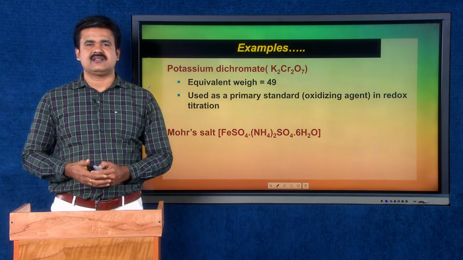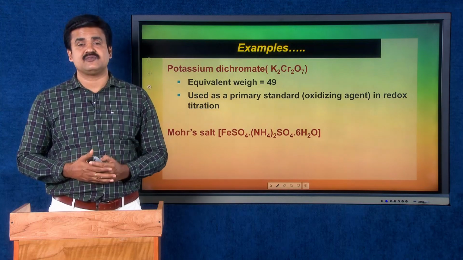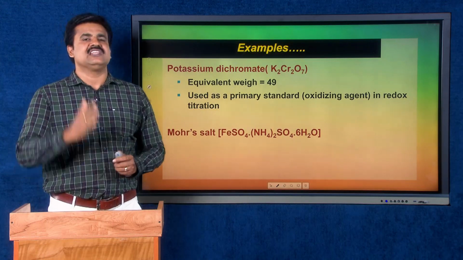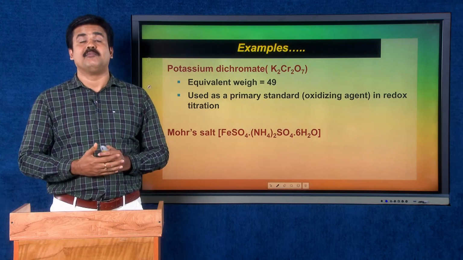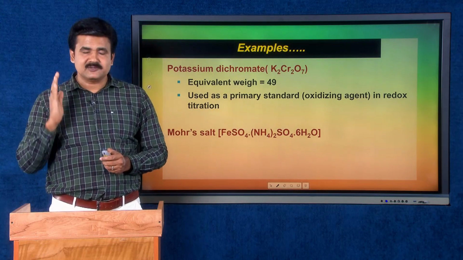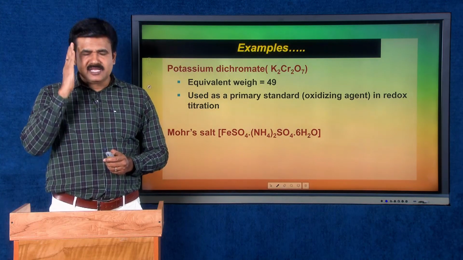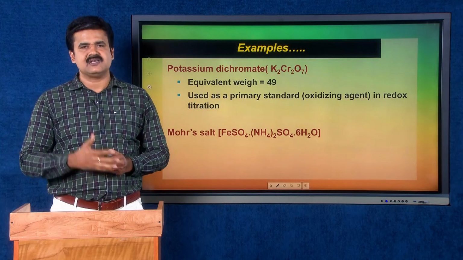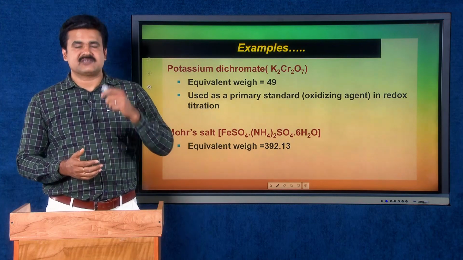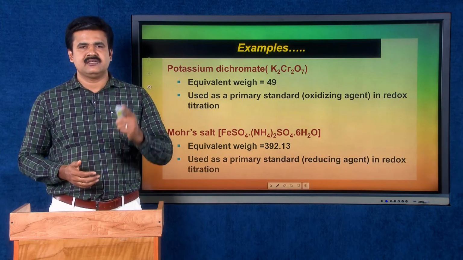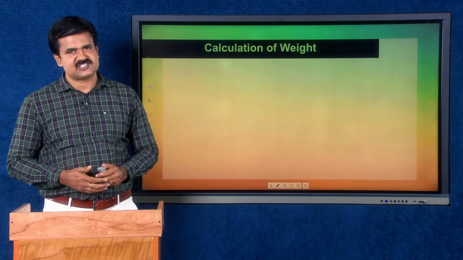Now, Mohr's salt. Its molecular formula is ferrous sulfate, that is FeSO4, ammonium sulfate (NH4)2SO4 with 6 water molecules of hydration. So, the molecule FeSO4.(NH4)2SO4.6H2O is called Mohr's salt. Mohr's salt is a good reducing agent. Mohr's salt is available in pure form. It can be used to prepare a standard solution of Mohr's salt. So, Mohr's salt is definitely a primary standard. The equivalent weight of Mohr's salt is 392.13, and it is used as a primary standard reducing agent in redox titrations.